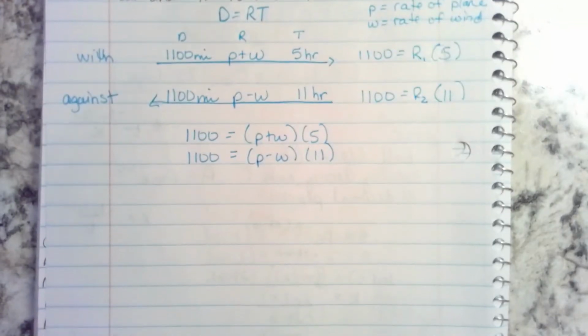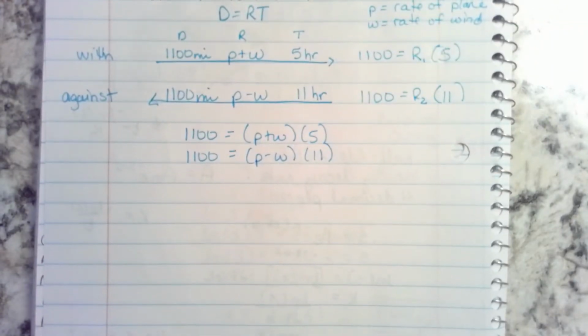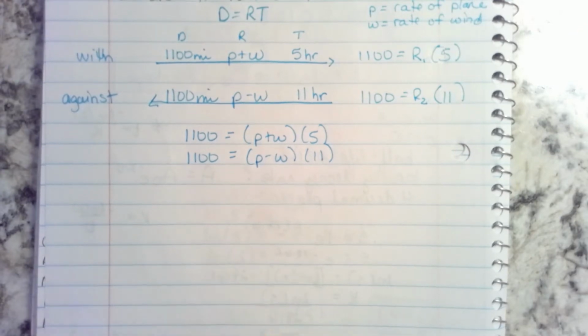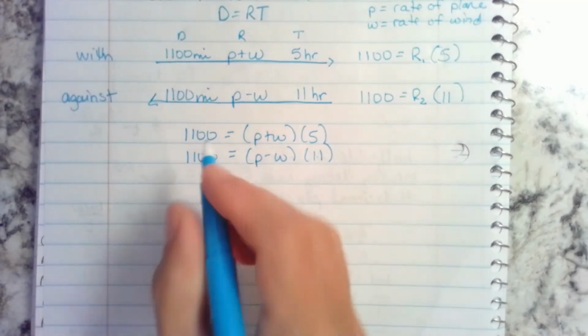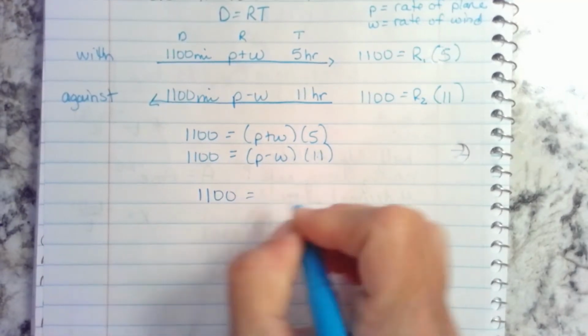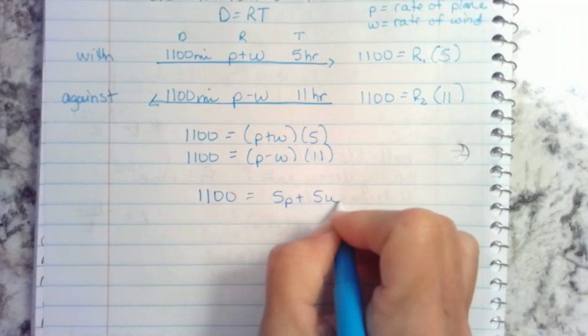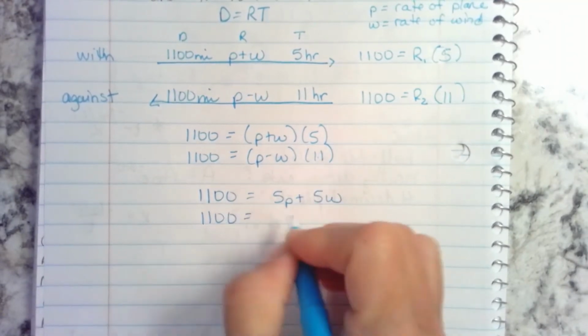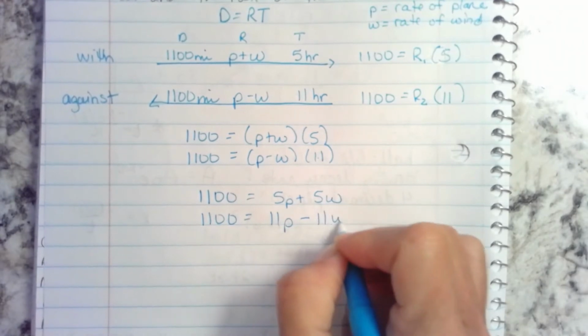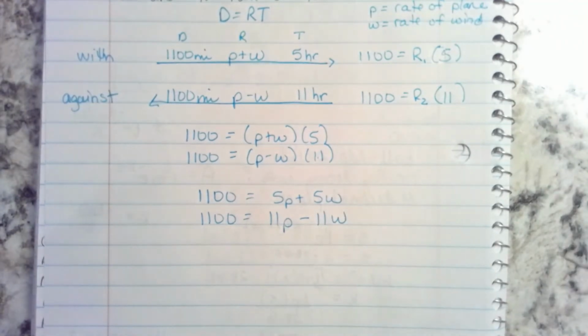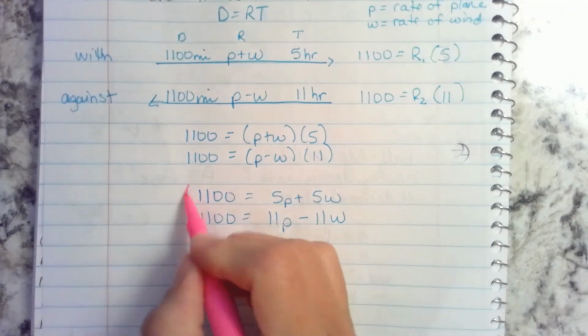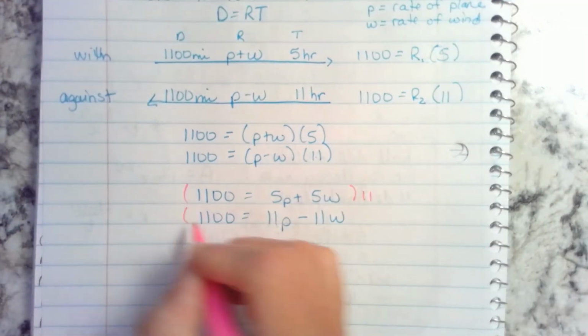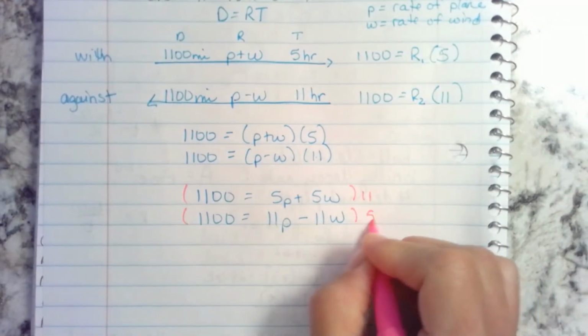Now we have a system of equations that we need to solve. There's a couple of ways you can do this, but let's just go ahead and distribute the 5 and distribute the 11. So we have 1,100 is equal to 5P plus 5W, and 1,100 is equal to 11P minus 11W. We need to solve this system of equations. I think I'm going to use the elimination property, so I'm going to multiply this equation by 11. I'll multiply this equation by 5.